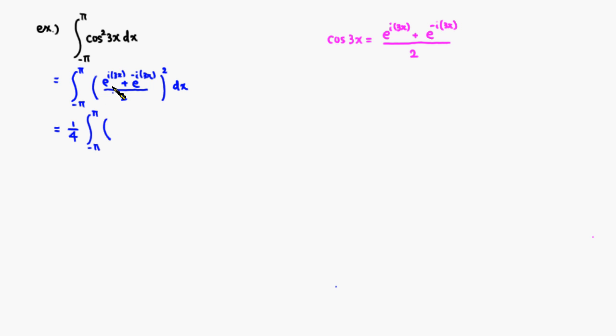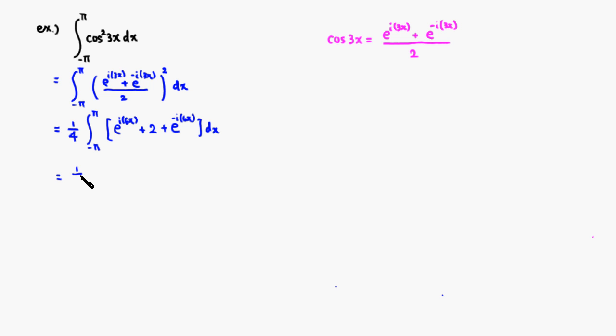If you square the numerator, you're going to get e to the i 6x, plus 2 times, these are the reciprocal of each other, so you get 1, so it's 2 times that, which is just 2, plus this guy squared, which is e to the negative i 6x. I'm going to just use a different bracket here. dx.